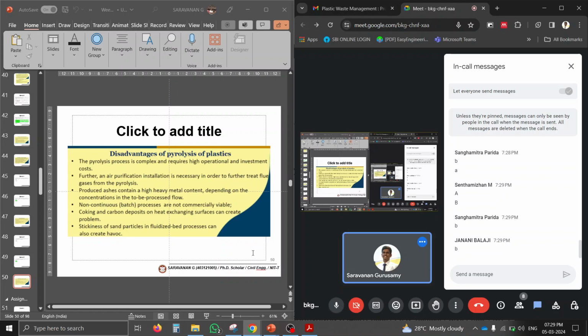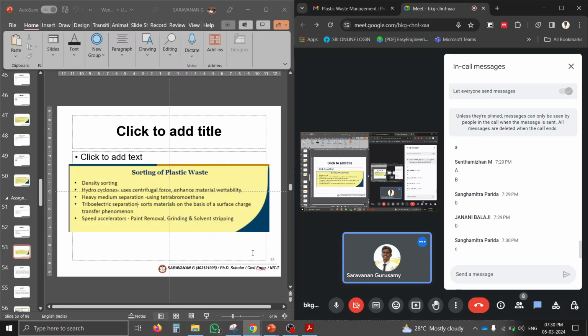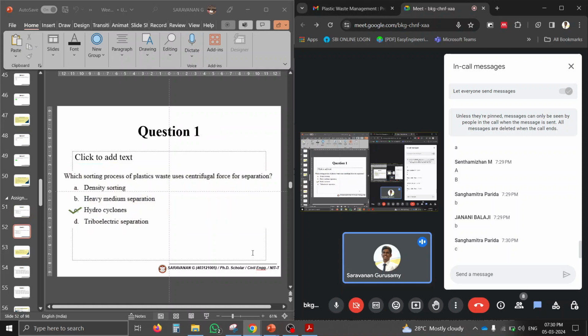Then what do we have? Again, the 2020 questions have been repeated; one or two questions are different. I will go directly to the new questions. Here, the sorting process of plastic waste that uses centrifugal force: it's hydrocyclones, correct. That's the water intensive process, hydrocyclones. Not B. B is heavy medium separation that uses density of dense liquids.